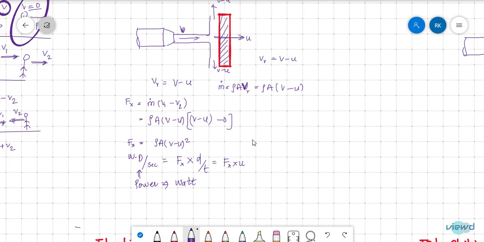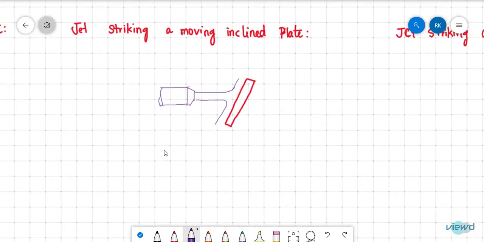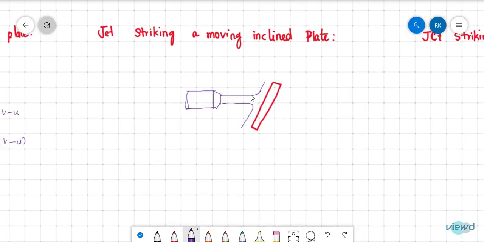And the next case, jet striking a moving inclined plate. So this is moving with u. Here the velocity is v, and here v minus u. Here also v minus u.